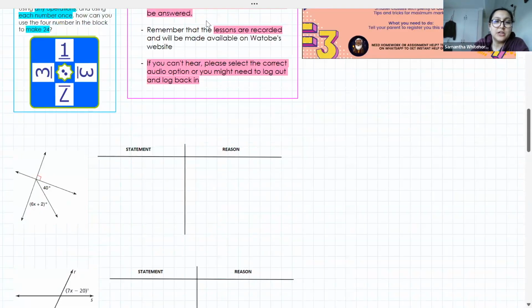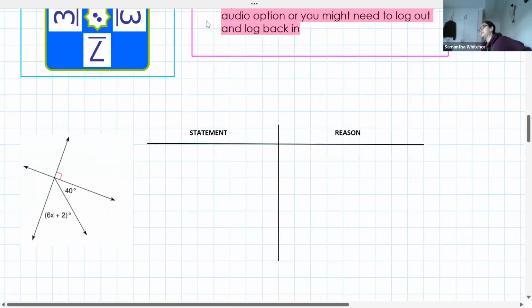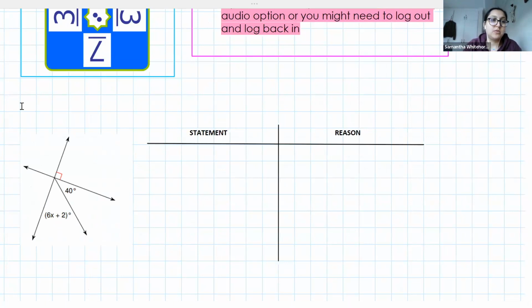So what I want from you guys is to determine in this first question, you're going to try it by yourselves, the value of x. I always forget my instructions. I don't know why, it's just a thing I always forget.